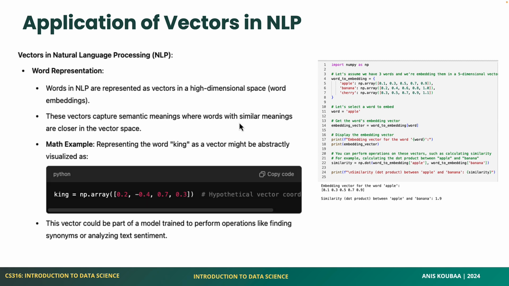This is used for word representation. The words in NLP are represented as vectors in a high dimensional space, and this is what we call word embedding. So the word embedding is basically a vector that represents a certain word or a certain token in the language of large language models. And this embedding vector can be of different sizes. Usually we take 128, 256, 512, 1024. So it's basically an exponent of 2.